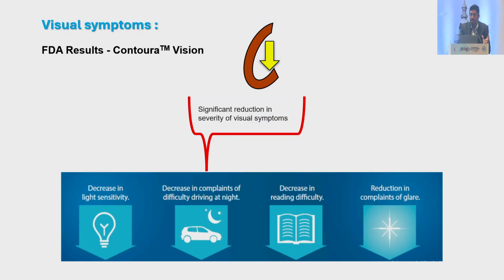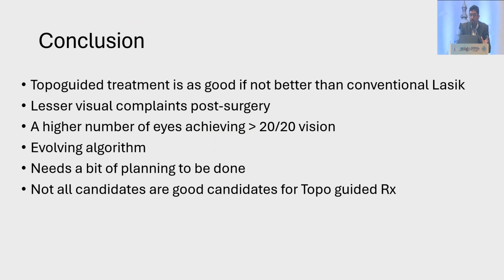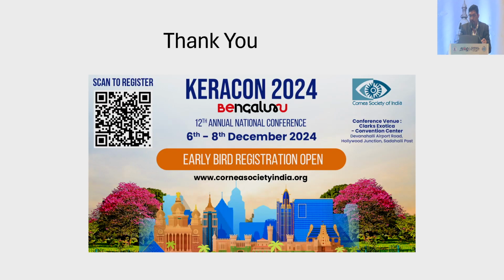The quality of vision definitely makes a difference with respect to a topography guided treatment as compared to conventional treatment. So it's as good, if not better than conventional treatment, with fewer visual complaints, and a higher number of eyes achieving what we still label as 20/20 vision, but it's an evolving algorithm. You need to spend a little bit of time planning these procedures. However, not all candidates might be a good candidate for a topography guided treatment. Thank you.